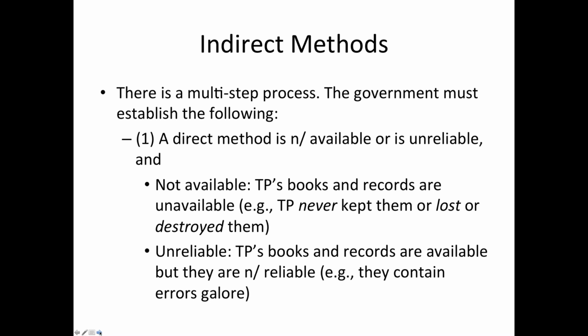And so, you know, this would all be fleshed out at a pretrial hearing before the judge. So all of these things the government would have to have evidence for. They can't just stand up in court and say, Judge, a direct method is not available or is unreliable. The judge will force the government to explain and to provide examples of why it's not available and why it's unreliable. And you bet that the government's going to have concrete evidence and examples to support its claim that the direct method is not available or is unreliable.